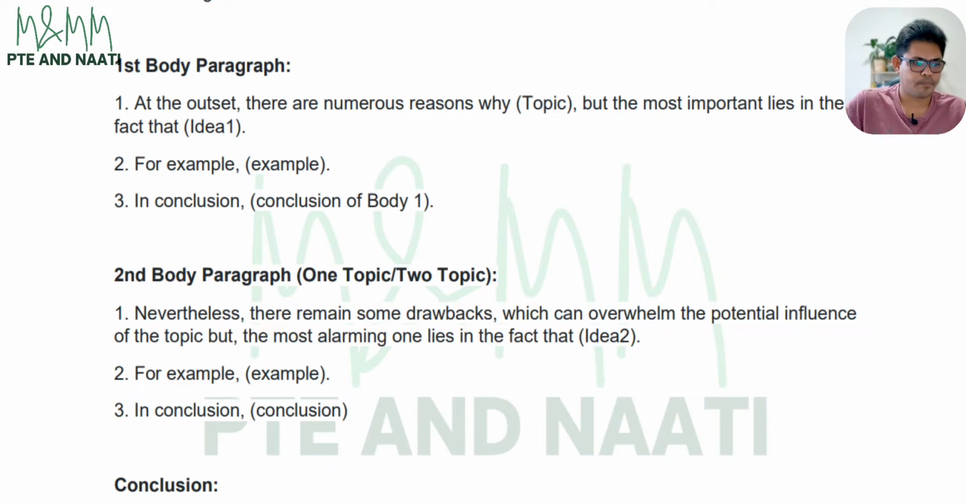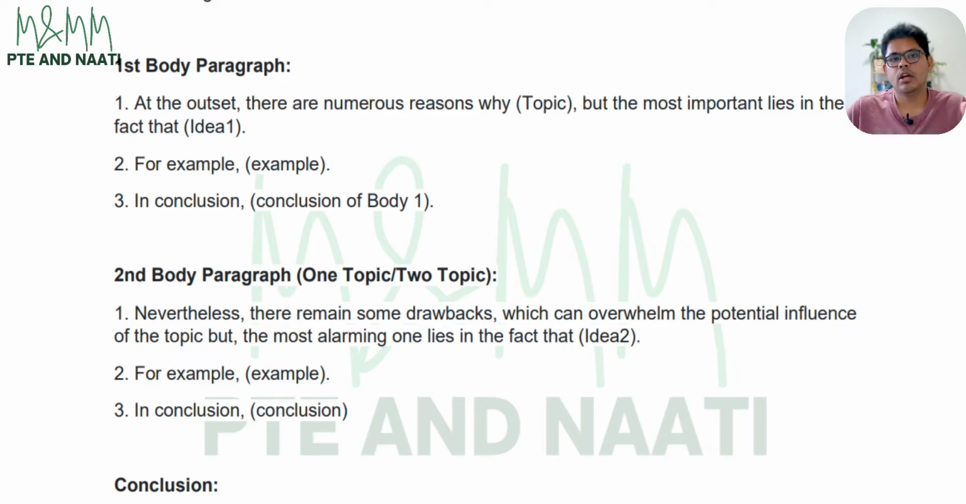Similarly, body 2. Now body 2, because this is one topic essay, you'll use the one that's there in the template, obviously before conclusion. Nevertheless, there remains some drawbacks. So you know that this is a negative point body, which can overwhelm the potential influence of the topic. But the most alarming one lies in the fact that idea 2, which is a negative idea. Okay. Now, what can be negative about tree planting day? It's very hard to think negative about planting trees because it's a very social cause. It's a very good cause. So what negative can I write?